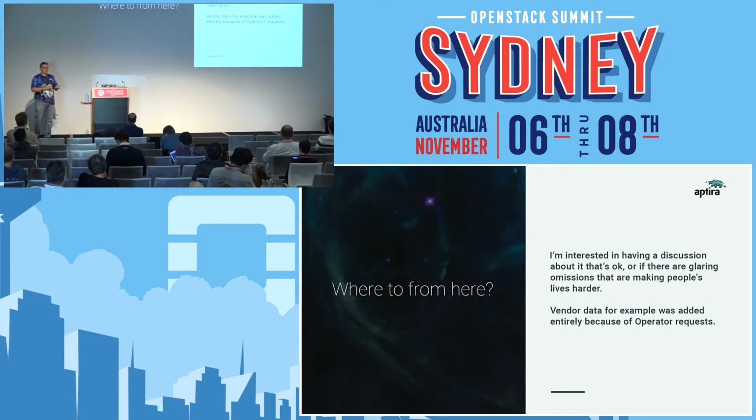The original spec for Vendordata 2 also promised some stuff that we never actually did. Like we said, oh, and we'll honor HTTP cache headers. And then we didn't. We just didn't write that code. We didn't get around to it before release day. But no one's ever come and complained about it, so maybe it doesn't matter. So that would be an interesting conversation to have. And Vendordata is, like I said, an example that was added just because operators requested it.